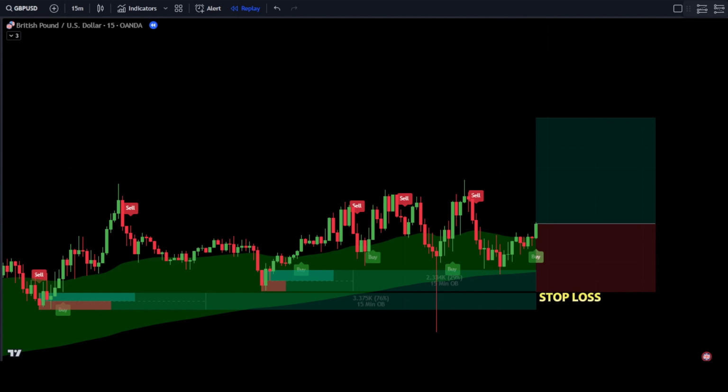Place the stop loss below the bullish volumetric order block area. Use a risk and reward ratio of 1 to 1.5 for the take profit target.